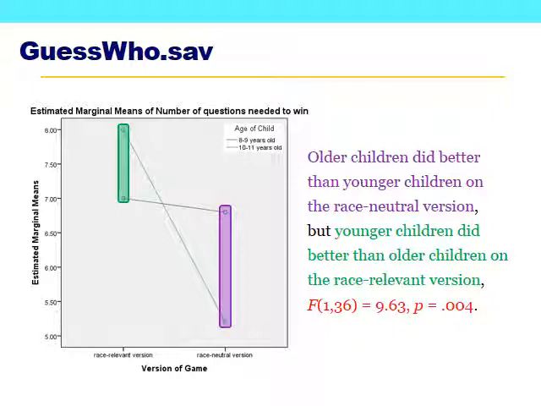The way the researchers explained this was that the younger kids were less afraid to ask a question about a person's race or skin color, which in the situation that they created was a very smart, strategic question to ask. Hence, older kids did better, but only on the race-neutral version of the game. In other words, if I were to ask you, do older kids do better than younger kids when playing Guess Who? The answer would again be, it depends. If they're playing the race-neutral version, then yes, older kids do better. But if they were playing the race-relevant version, the younger kids actually outperformed the older kids.